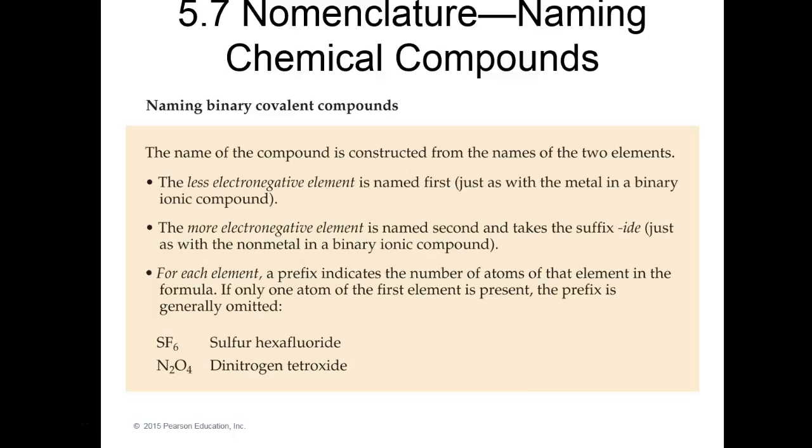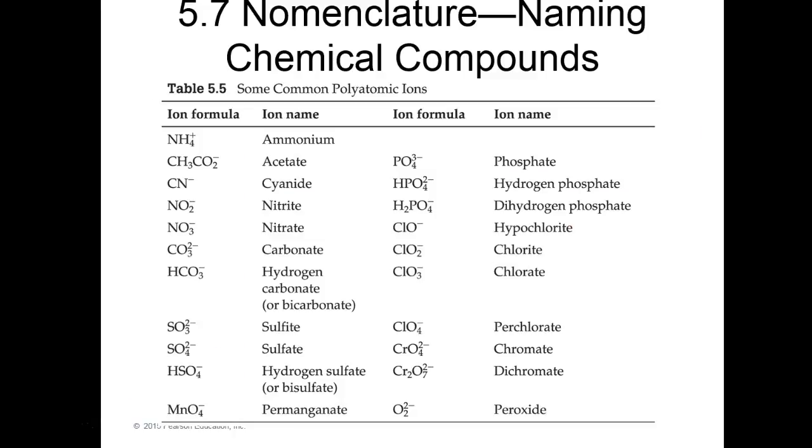Here is a chart to help you name binary covalent compounds. Here's some examples of polyatomic ions. NH4 is ammonium, CH3CO2 is acetate, CN is cyanide, NO2 is nitrite, NO3 is nitrate. That's important to make note of. Just like SO3 is sulfite and SO4 is sulfate. And some other examples.